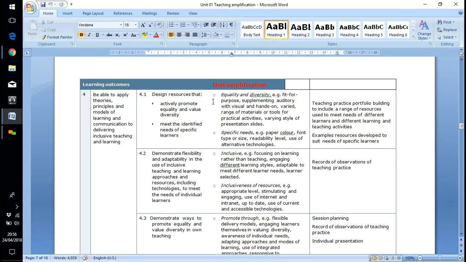So equality and diversity, fit for purpose, audio, visual, hands-on, varied range of materials or tools, practical activities, varying styles of presentation, specific needs. It could be, again, like I said, readability. It could be a certain font or size of font that some children with a sight impairment need. So it's just giving you ideas.